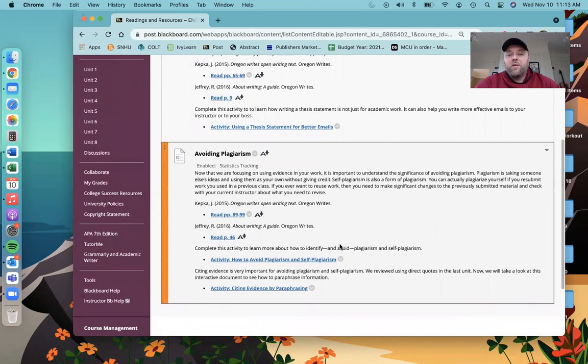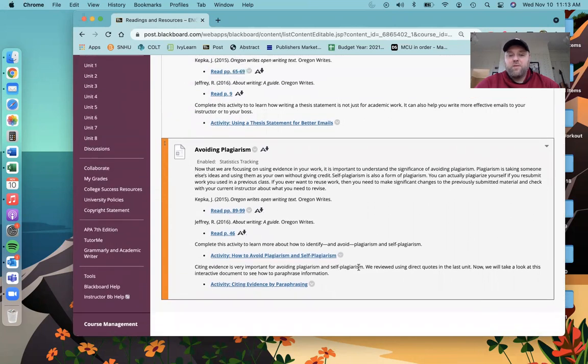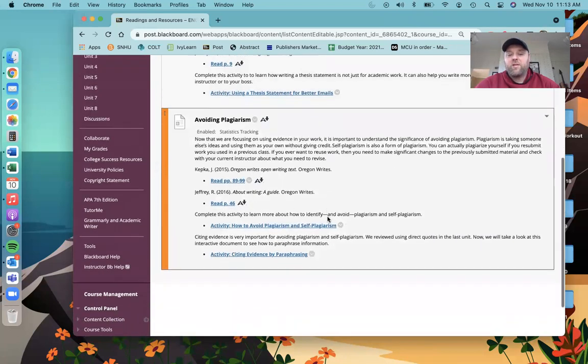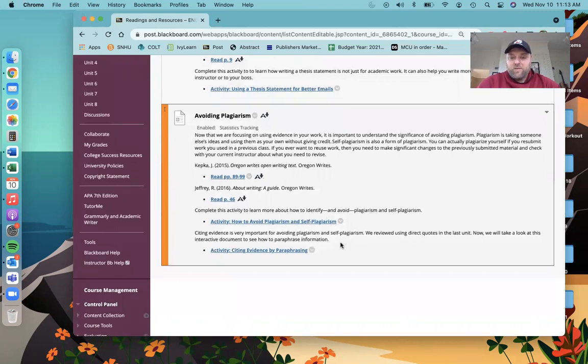And then the main crux of the reading this week involves avoiding plagiarism. So you'll read 10 pages from 89 to 99 here, and also on page 46, and do a couple activities on how to avoid plagiarism and self-plagiarism. This is a big topic here, right? So the difference generally between plagiarism and self-plagiarism.